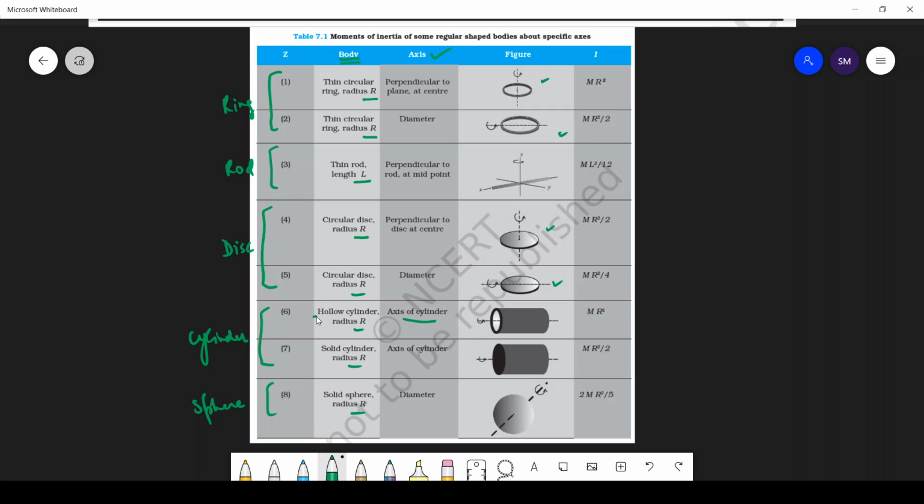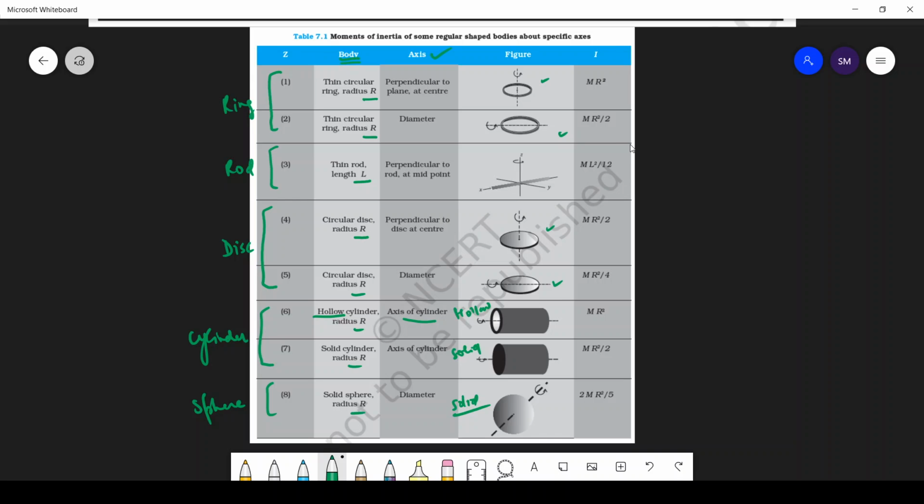So the difference is here we have a hollow cylinder, this one is hollow and this one is solid. And here we have the axis along the diameter in the solid sphere. So this is a solid sphere.